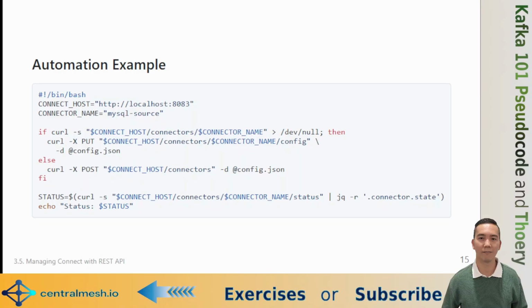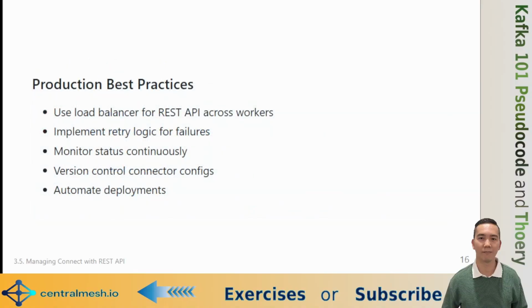After deployment, the script waits a few seconds before querying the connector status. Finally, it prints the connector's current state so the deployment pipeline knows whether the deployment succeeded. This kind of automation integrates very well with tools like Jenkins and GitHub Actions, allowing connector deployment to become part of your normal software delivery process.